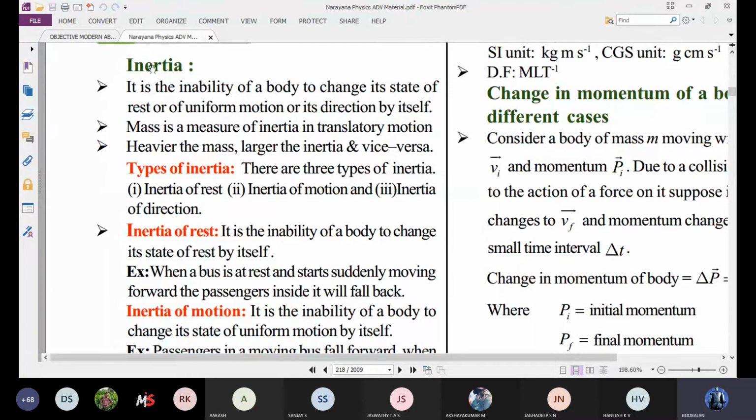And mention that the unit of inertia is kg, kilogram.